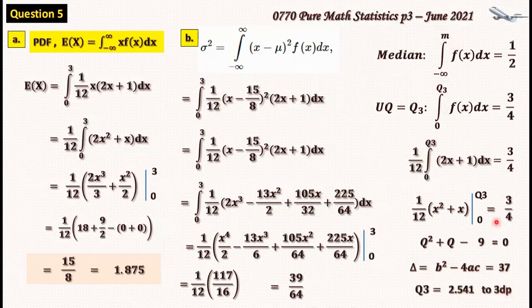Your answer cannot go above 3. Why? Because this probability density function is defined from 0 to 3. So all the values that you have for mean, median, upper quartile, lower quartile, whatever, should lie in that range, from 0 to 3. Anything outside that means that you have made an error somewhere.